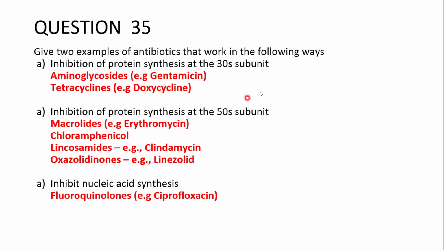Then 50S is where we have a lot. We have macrolides. Macrolides are the ones that end in mycin, erythromycin, clarithromycin. Okay. Don't confuse with clindamycin. Clindamycin is a lincosamide. Then we have chloramphenicol. We have linezolid. And then inhibitors of nucleic acid synthesis. These are the ones that interfere with DNA and RNA synthesis, which are the fluoroquinolones, like ciprofloxacin.